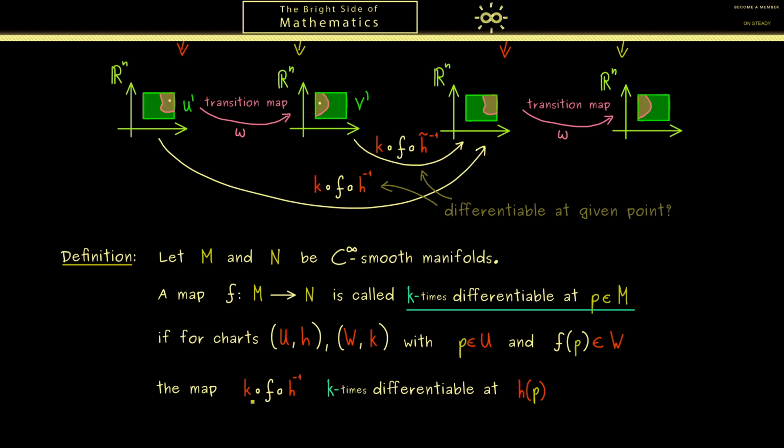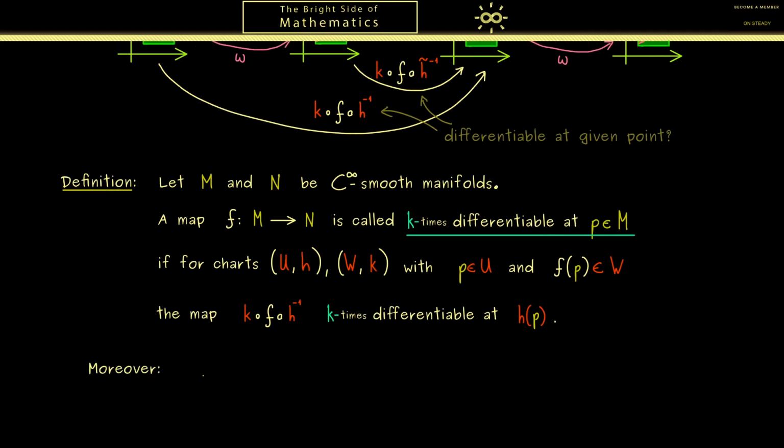The important part for us is that this map now is k times differentiable at the given point h of P. Or in other words, if we have this, then we can call the abstract map f k times differentiable at the point P in M. Okay, and now by our discussion above, you already know if this works for two given charts here, it also works for all other possible combinations of charts. Moreover, you should also see we can stretch this definition to a plain k times differentiable if it's k times differentiable at all points P in M. And indeed, this will be the definition we use most of the time.